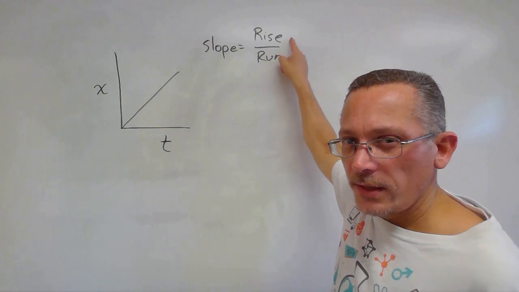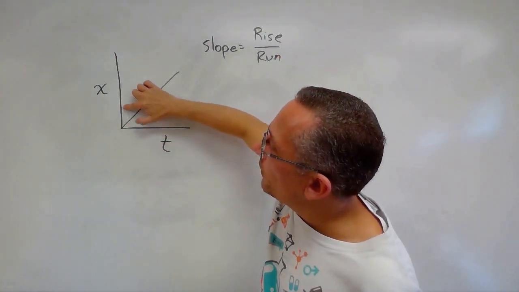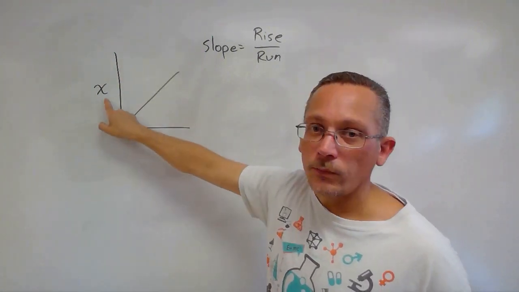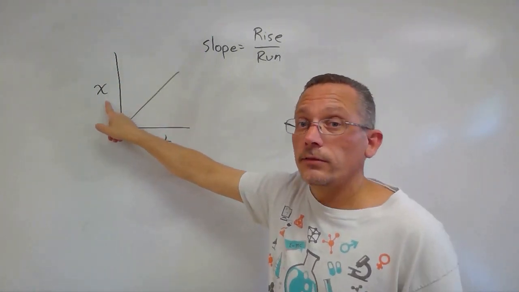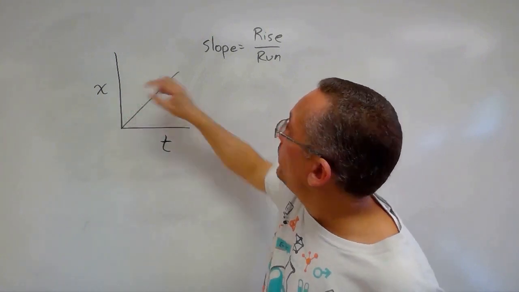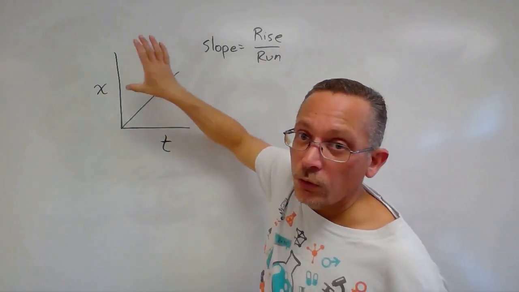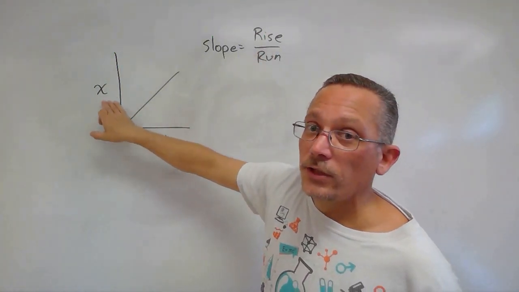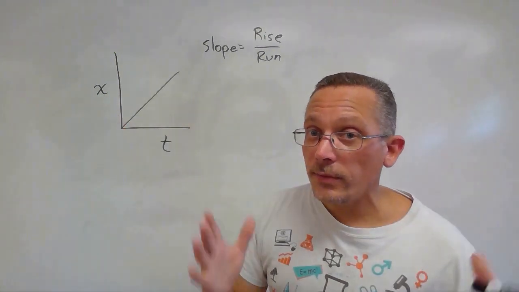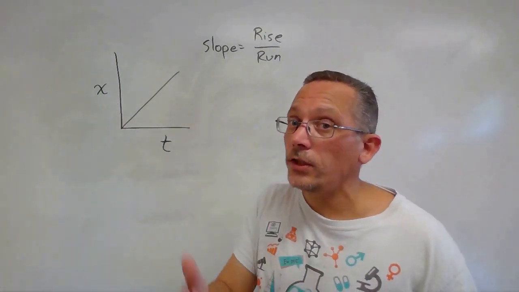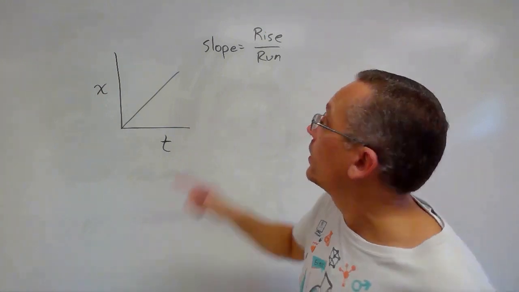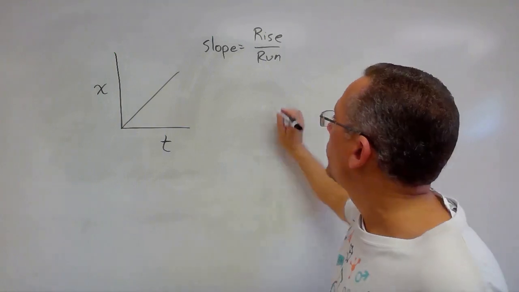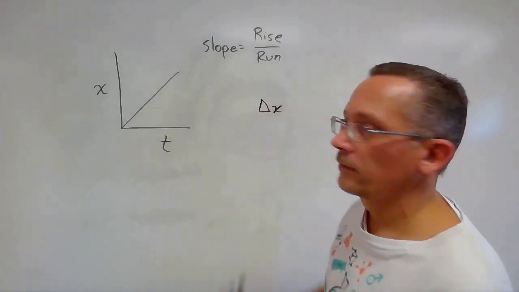Let's think about what the rise is. The rise is how far it goes along the y-axis, right? It's how far you rise. Okay. Well, what's along the y-axis? It's the position, right? So if the rise is how much the y-axis changed, then what we're talking about here is how much the position changed. And we talked about just a minute ago, we have a variable for the change in position. We called it the displacement. This rise is the displacement. And we said we're going to use the variable delta x.